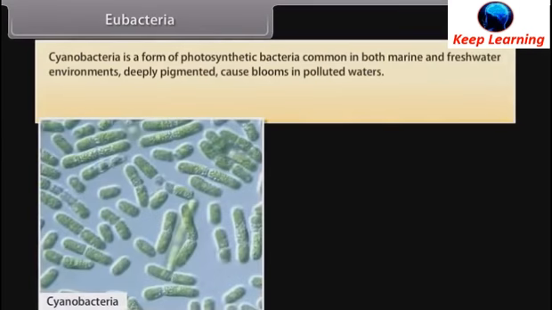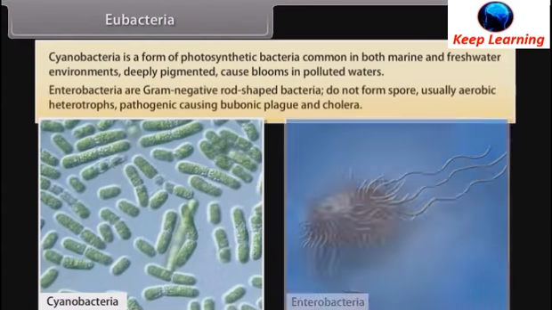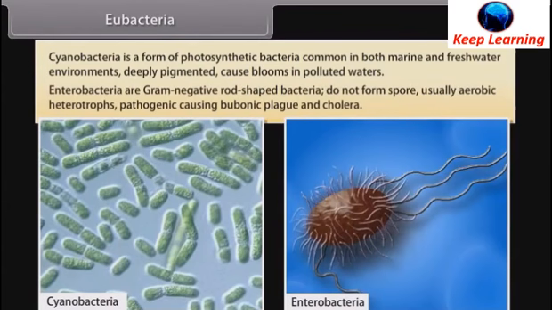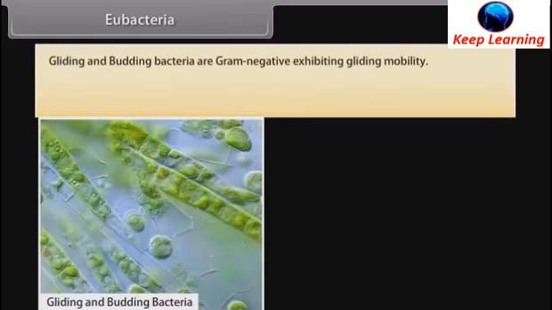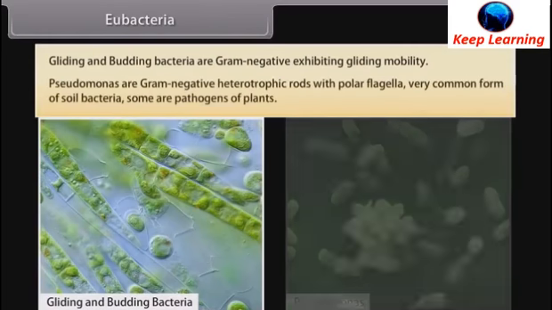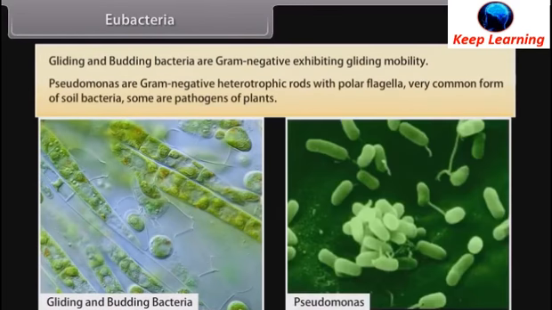Cyanobacteria are a form of photosynthetic bacteria common in both marine and freshwater environments, deeply pigmented, and cause blooms in polluted waters. Enterobacteria are Gram-negative rod-shaped bacteria, do not form spores, are usually aerobic heterotrophs, and are pathogenic, causing bubonic plague and cholera. Gliding and budding bacteria are Gram-negative, exhibiting gliding mobility. Pseudomonas are Gram-negative heterotrophic rods with polar flagella, a very common form of soil bacteria. Some are pathogens of plants.